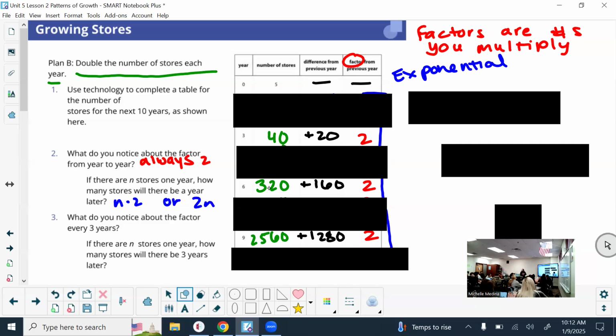8. If you don't know how to figure that out, take 320 divided by 40, that'll give you what to multiply by to get the next number, right? If I were to multiply 320 by 8, does it become 2,560? Yeah. It does. So for what you notice about the factor every 3 years, you could say it's 8. Where do you think the 8 came from?